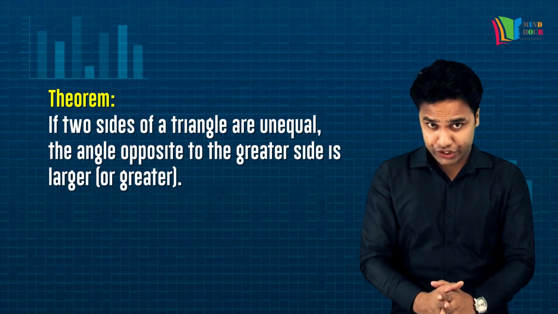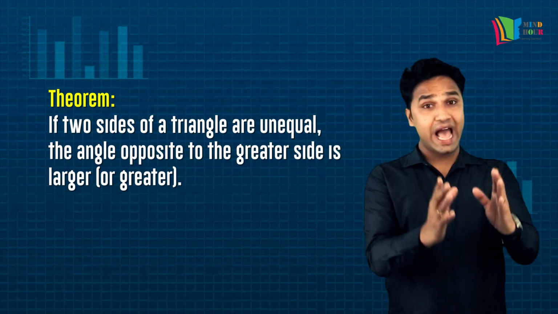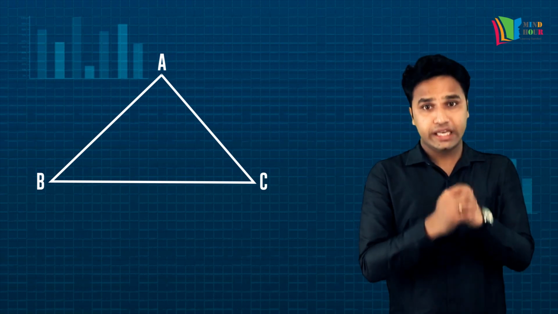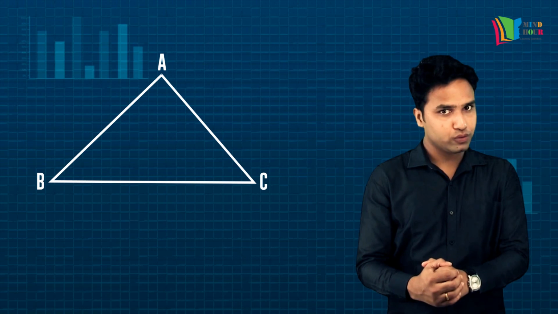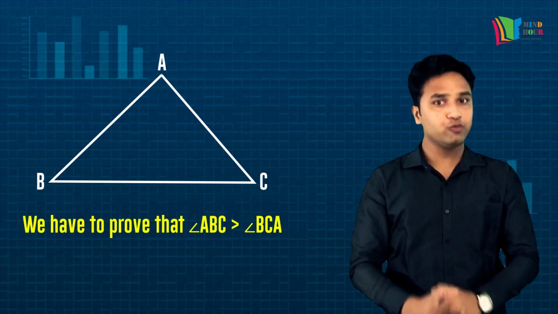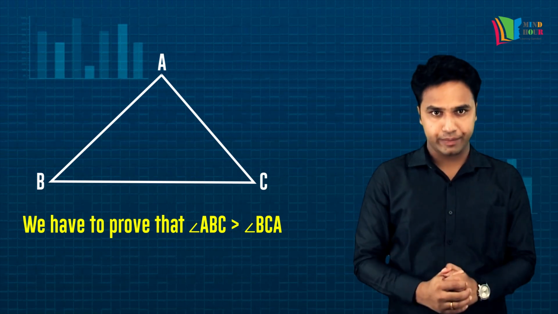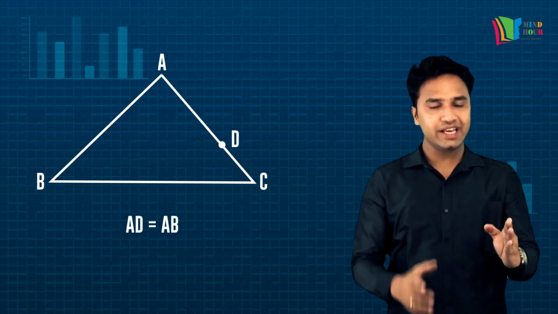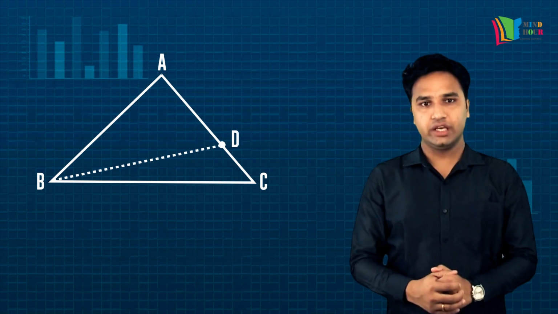The theorem states, if two sides of a triangle are unequal, the angle opposite to the longer side is larger or greater. In triangle ABC, we are given AC is greater than AB. What do we have to prove? Well, we have to prove that angle ABC is greater than angle BCA. Let us now take a point D on AC such that AD is equal to AB. After this, let us join B and D.